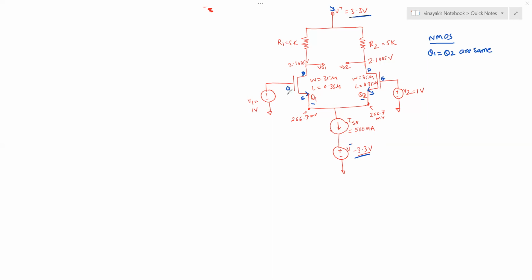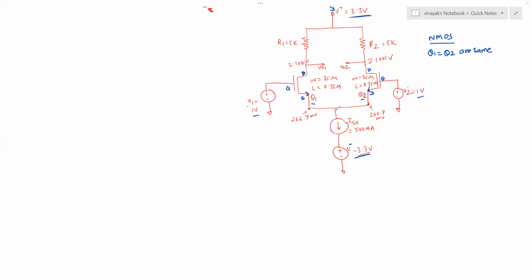On the gate pins of both the MOSFETs, you have voltages V1 equal to 1 volt and V2 equal to 1 volt. So actually that's a common mode voltage because the difference between them is 0. Okay. We have seen that in our previous analysis.